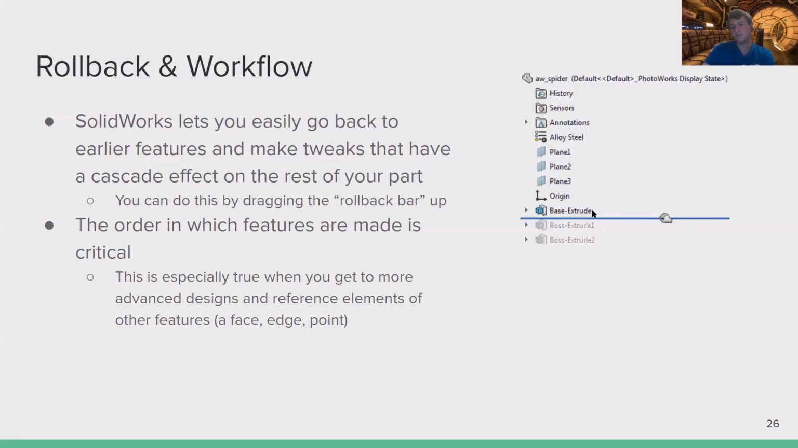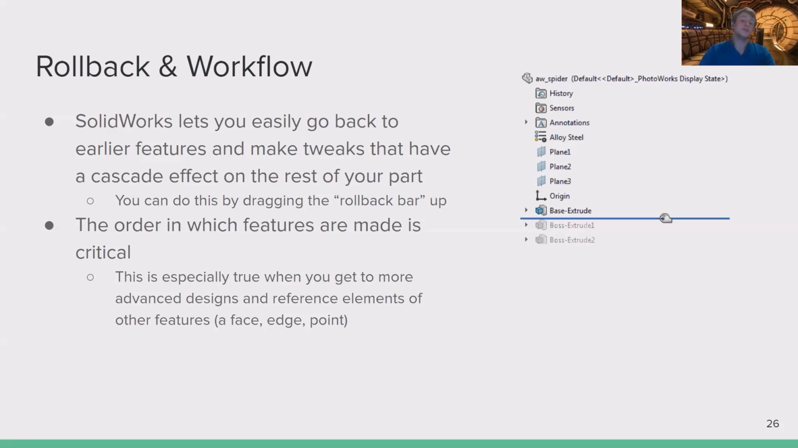So let's say that I've modeled these 3 features and I would like to add in a feature before Boss Extrude 1 in this case. I would roll this back. I can now add new stuff, and then I can put this bar back down and it will add those features back in. If the references work, that's really nice. Sometimes that will also break things, but you still want it to go there, so you still need to fix some stuff, but that's definitely pretty useful.